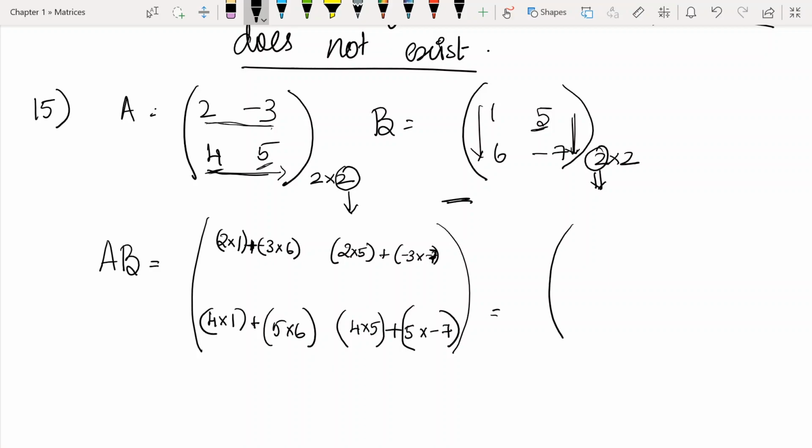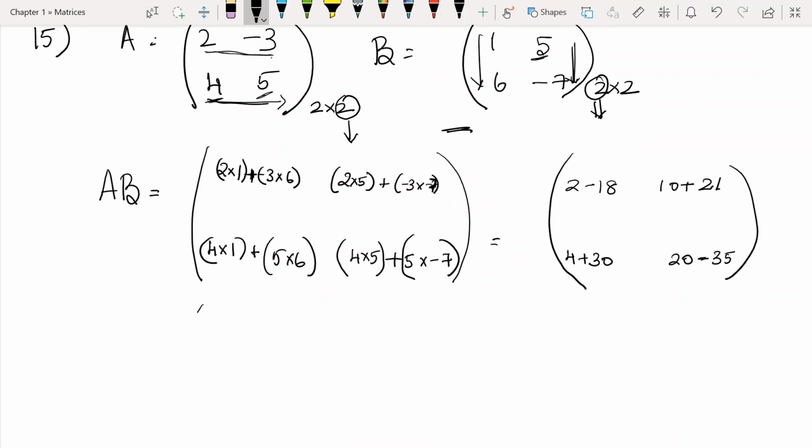Now let us find the result of this. 2 into 1 is 2, minus 18. Then we have 10 plus 21. Then we have 4 plus 30. Then we have 20 minus 35. These are the numbers. Now let us calculate.